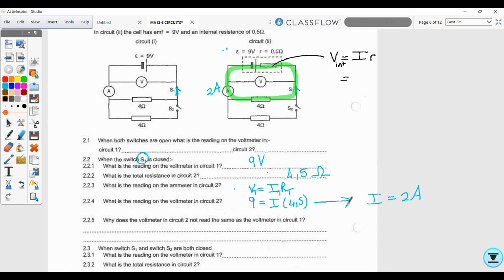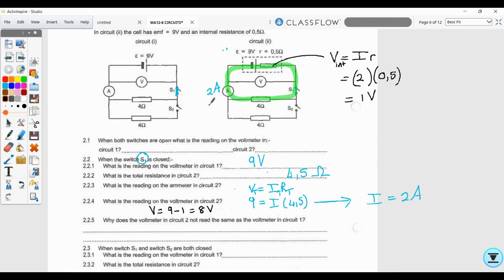I've already got the current. Current inside is the same as current outside. So that's 2. The little r we know is 0.5. So internally, the voltage that the battery steals is, what's 2 times 0.5, guys? 1 volt. If the battery is stealing 1 of the 9, what is left over for outside? 9 minus the 1, which is just 8 volts.